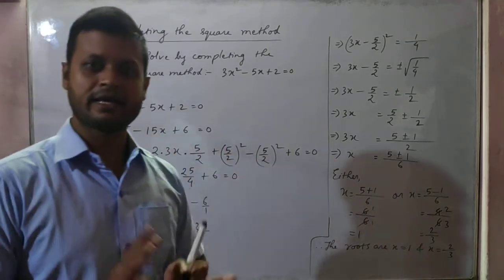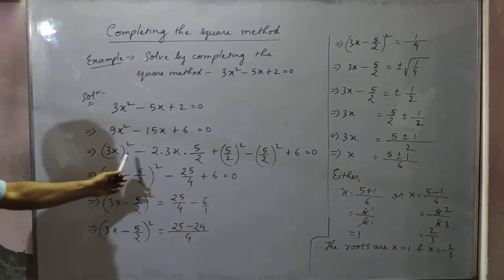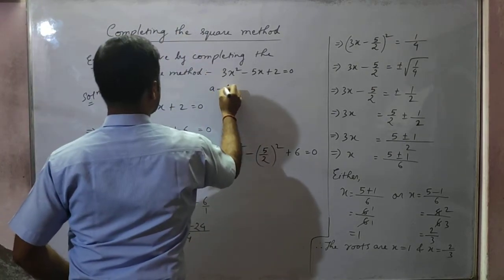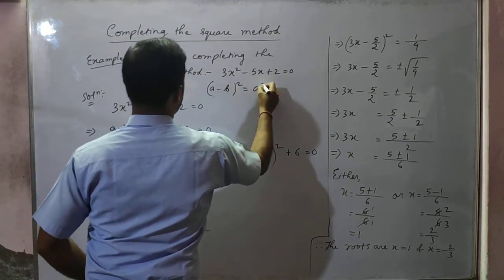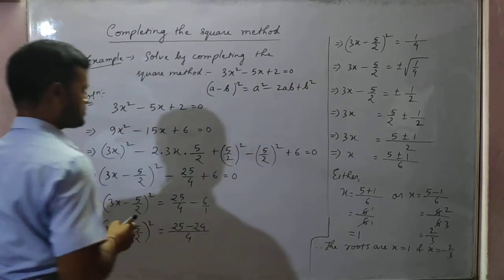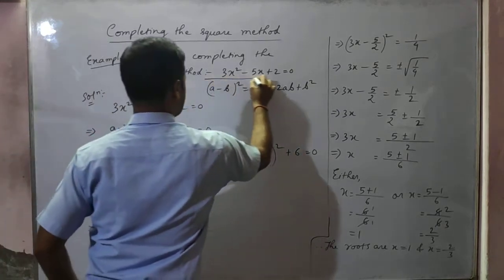Did you understand? I am trying to make a whole square. Here, the minus sign is there, so I will try to make a minus b whole square. What is the formula? A square minus 2ab plus b square. Isn't it? This is the formula, isn't it, students?